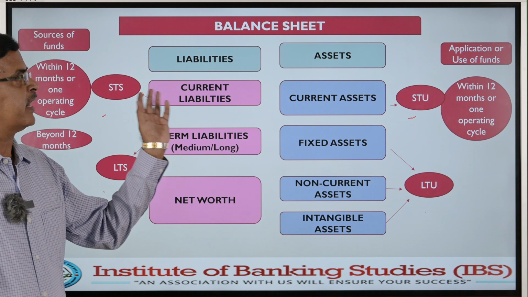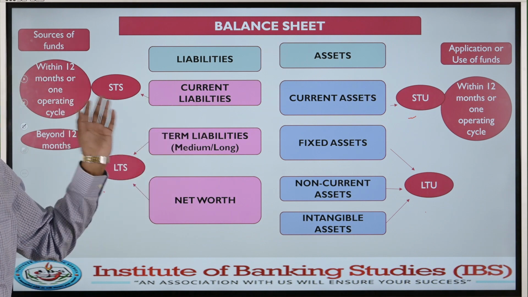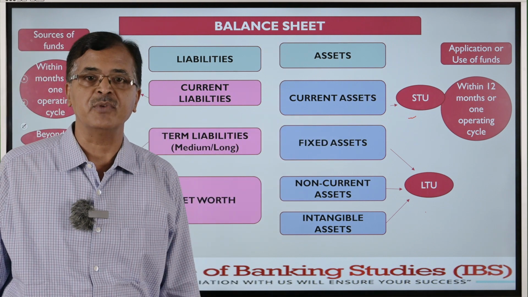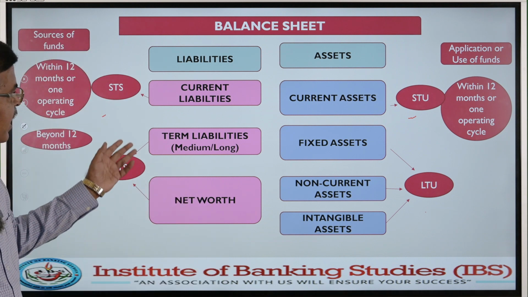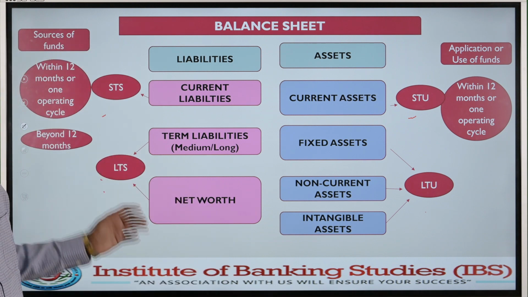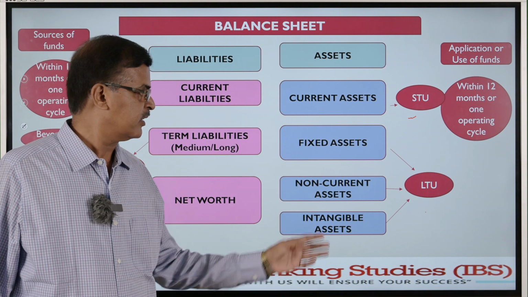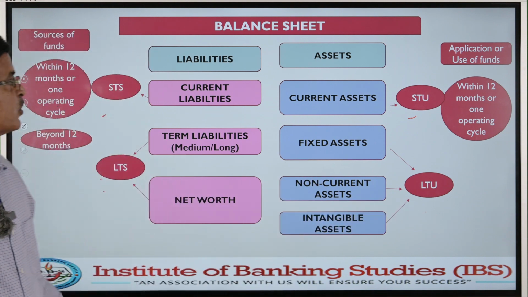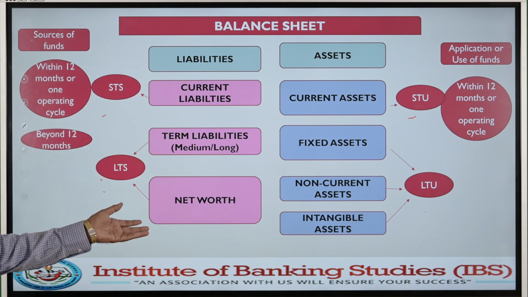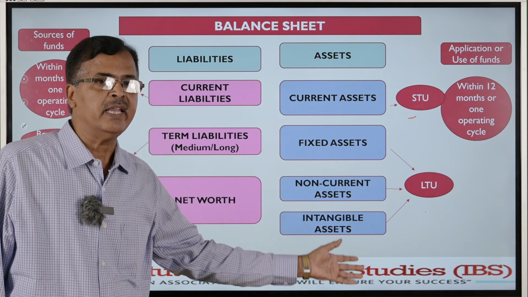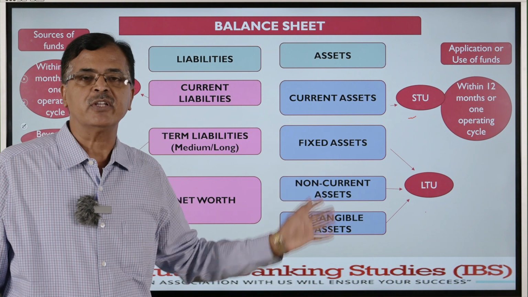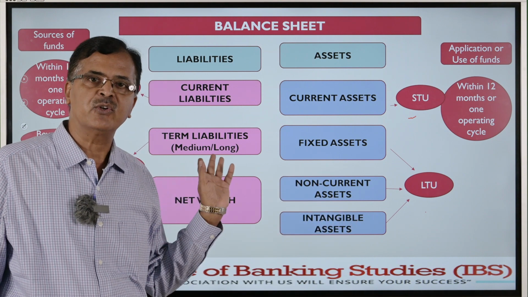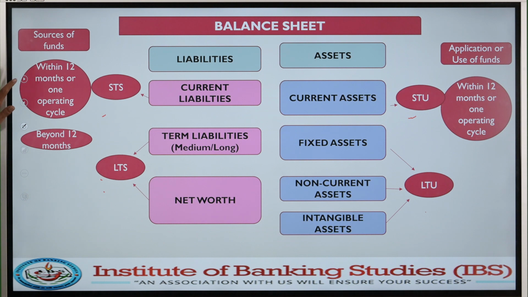So here, current liabilities are short-term sources, current assets are short-term uses. Similarly, term liabilities and net worth are long-term sources; fixed assets, non-current assets and intangible assets are long-term uses. So the funds are coming from this area and the funds are deployed in these areas. At any given point of time, the total assets will equal total liabilities.